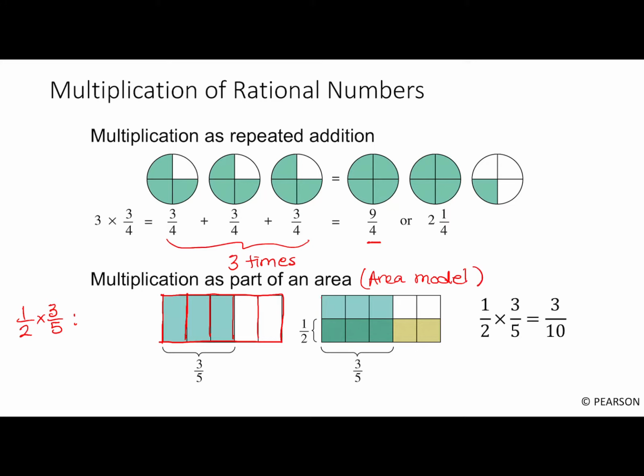Looking horizontally, I'm going to break my rectangle into 2 equal-sized pieces and shade one of those, that's in the yellow, to represent 1/2. So the overlap here is these 3 squares out of 1, 2, 3, 4, 5, 6, 7, 8, 9, 10. So that tells you that the product is 3/10.